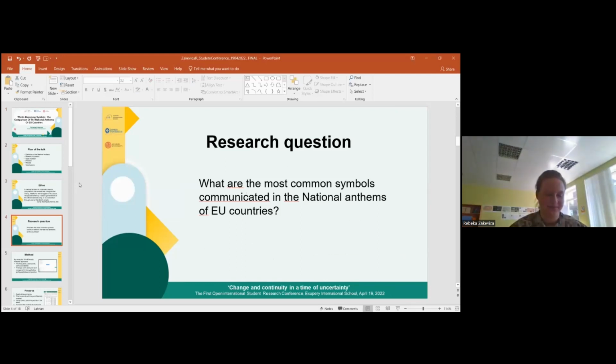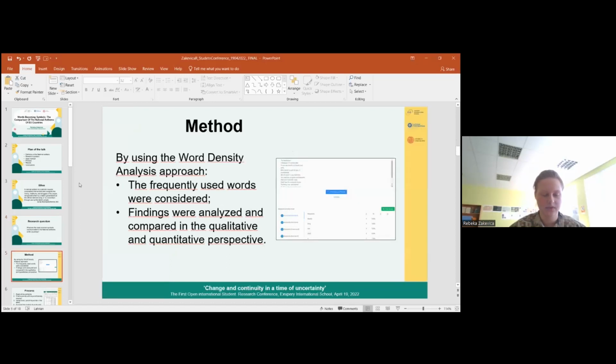Okay, so my research question was, what are the most common symbols communicated in the national anthems of European Union countries? As I wanted not only to know the words of European Union anthems, but also the meaning and history behind those words. To obtain the wanted results, I used the word density analysis approach.